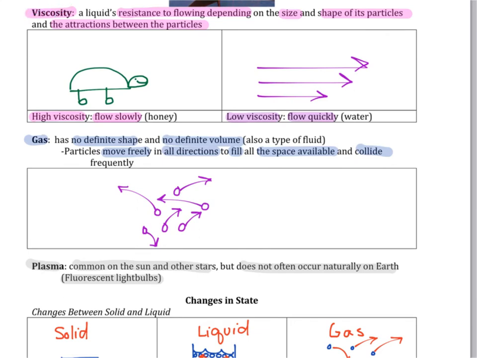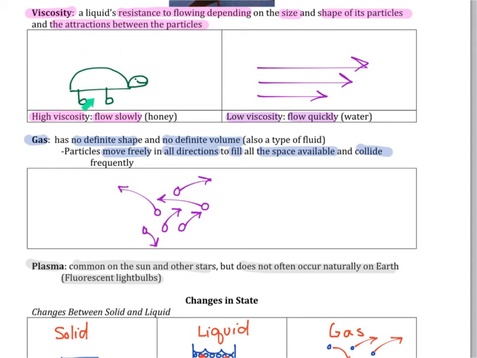Viscosity is another property of fluids. Viscosity is a liquid's resistance to flowing, depending on the size and the shape of the particles, as well as the attractions between the particles. So when you have a substance that is described with high viscosity, what we are describing is that that liquid flows slowly. Honey, molasses, these are both examples of that.